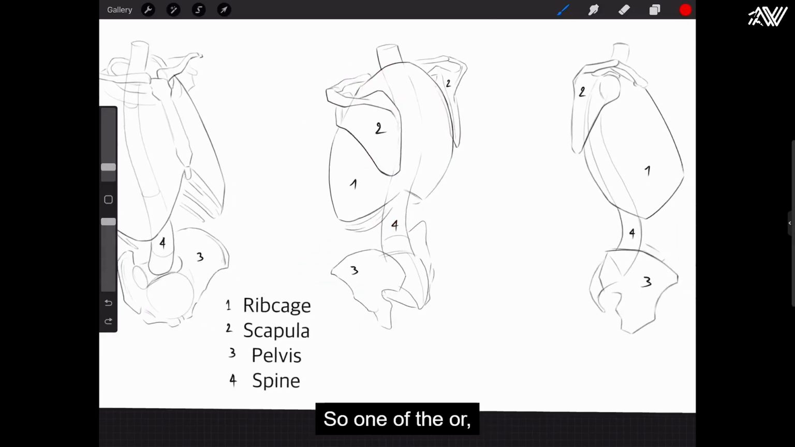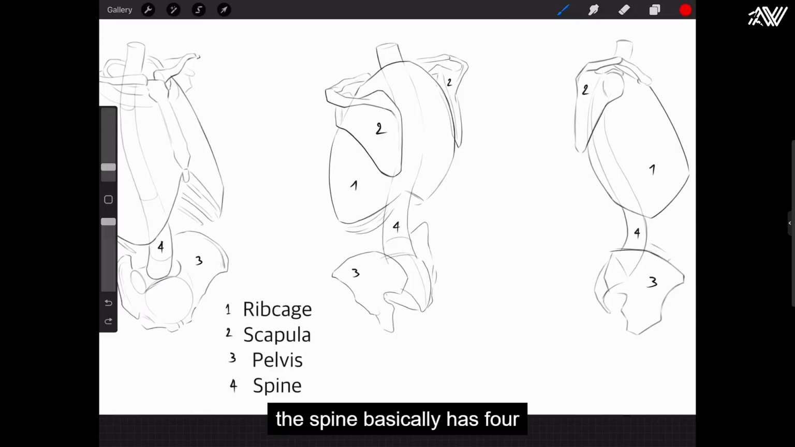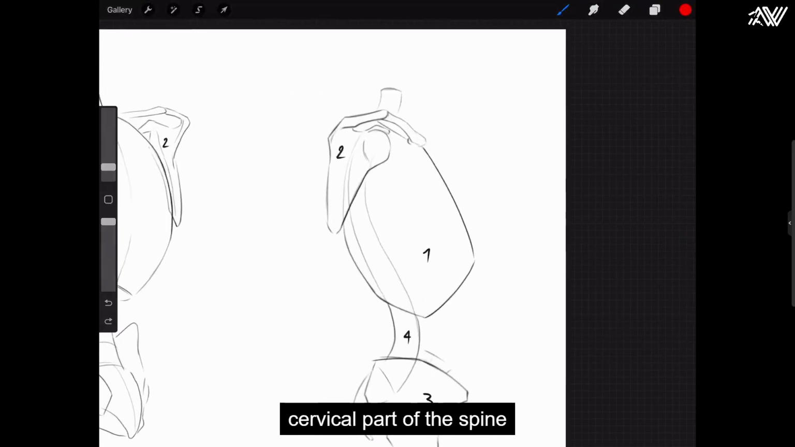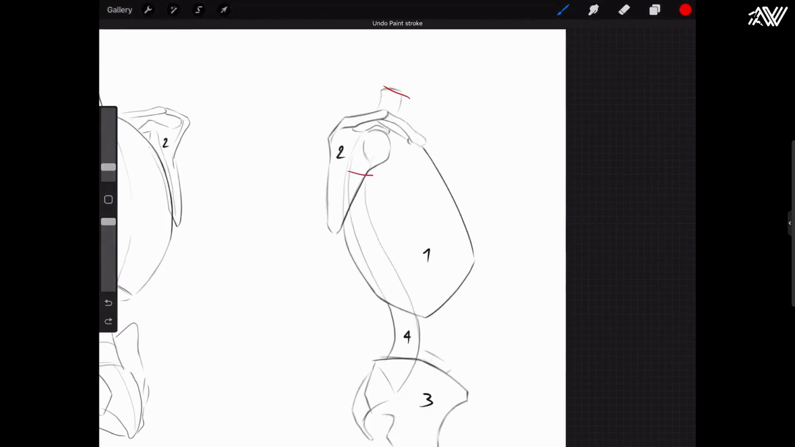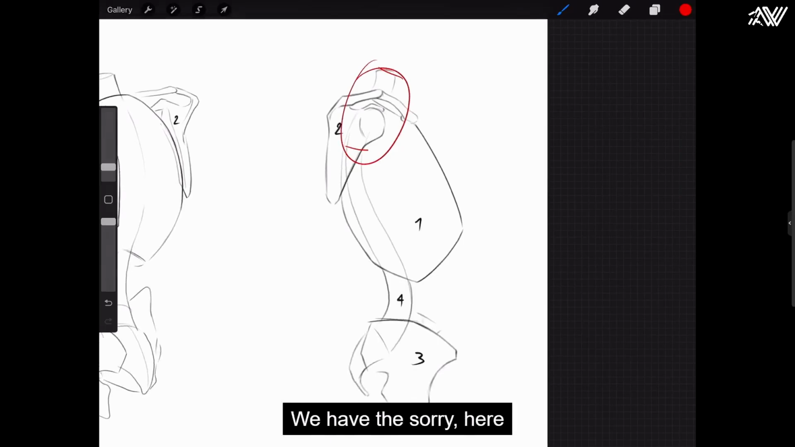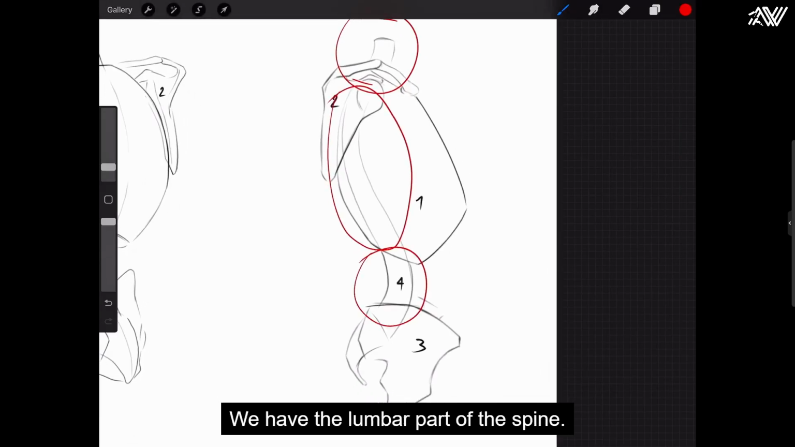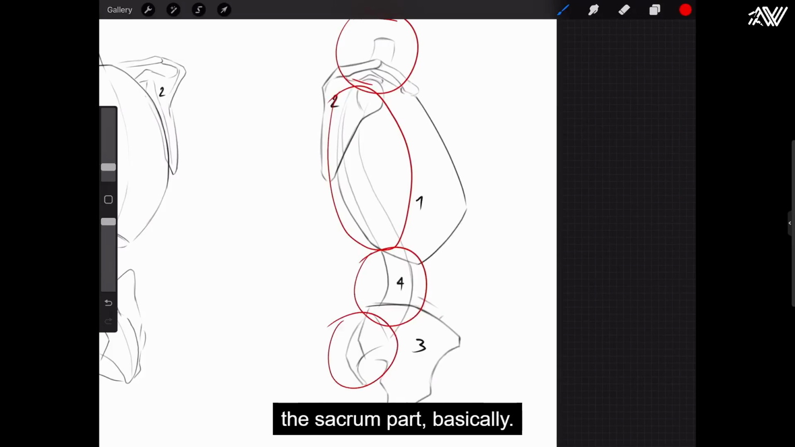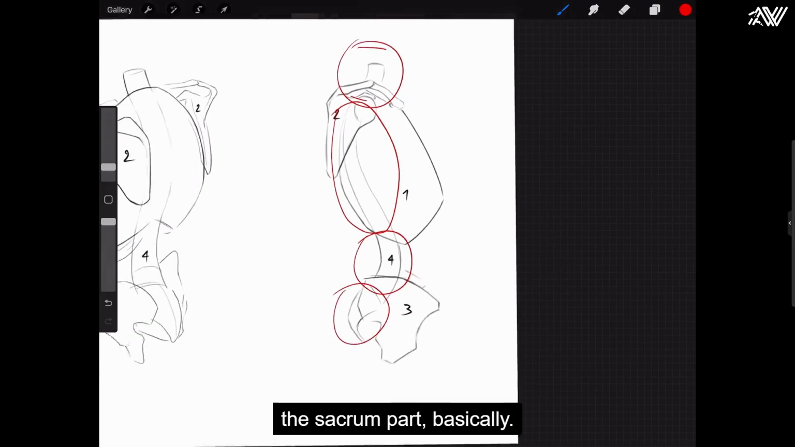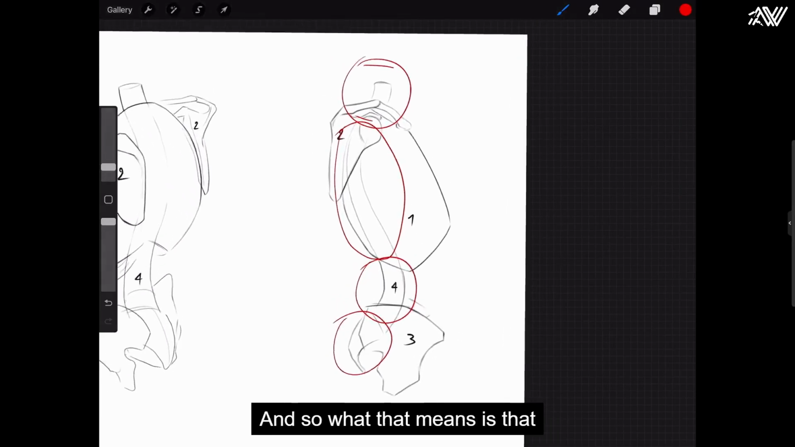The spine basically has four major sections. We have the cervical part of the spine. Here we have the thoracic part of the spine. We have the lumbar part of the spine, and then we have the sacrum part, basically.